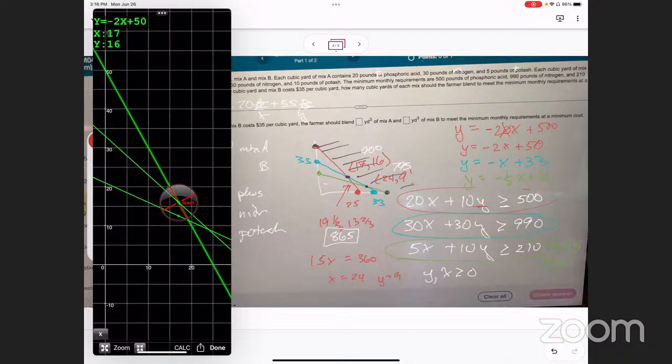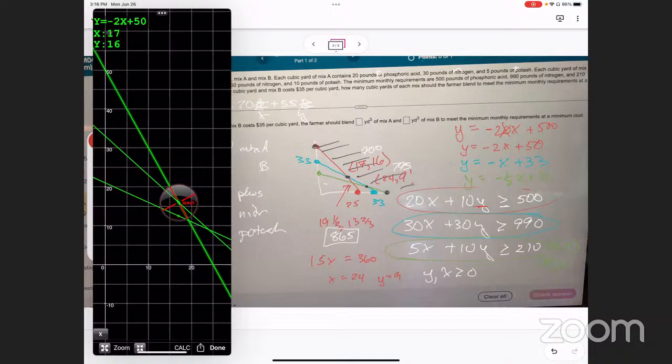It's still hard to pinpoint exactly where this is though. So now that you've hit zoom fit, now zoom in. Hit zoom again and zoom in and hit enter, and it zooms in on the screen. Can you see the intersection points of these three?